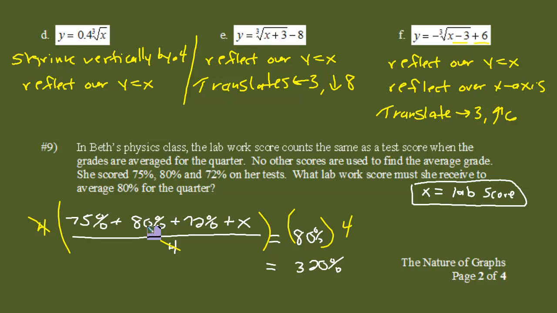Also, here on the left, we're going to combine like terms, 75, 80, and 72. 75 and 80 is 155. 155 and 72, I believe that's 227 plus x. Just combine like terms, 227% plus x. To get x by itself, subtract 227% from both sides, and we get x equals 93%.